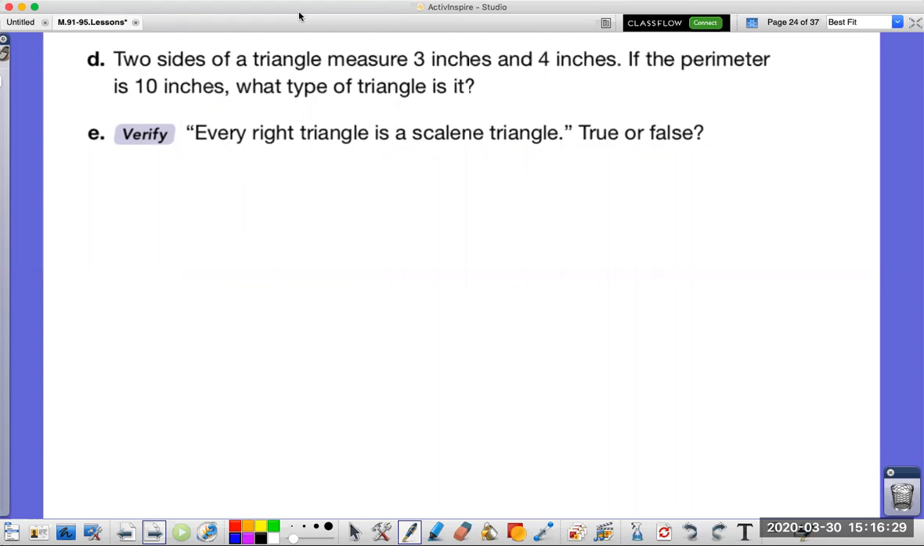If you have two sides of a triangle that measure 3 inches and 4 inches. So one side is 3 inches and one side is 4 inches, and the perimeter is 10 inches. Well, let's see. What's 3 plus 4? Well, that equals 7. And then what's 10 minus 7? That equals 3. So that means we have a side that's 3 inches, 4 inches, and 3 inches. What type of triangle is it?